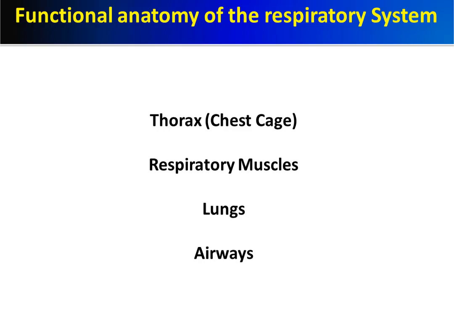Now, before discussing pulmonary ventilation in detail, we need to very briefly describe the functional anatomy of the respiratory system. What are the functional components of the respiratory system? The respiratory system is functionally divided into the thorax, which is also known as the chest cage, the respiratory muscles, and the lungs and the airways. And we will describe these functional components very briefly one by one.